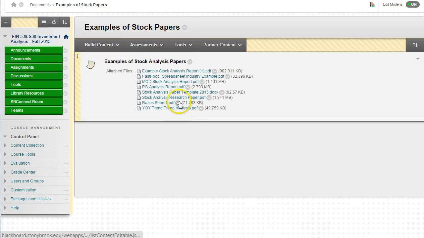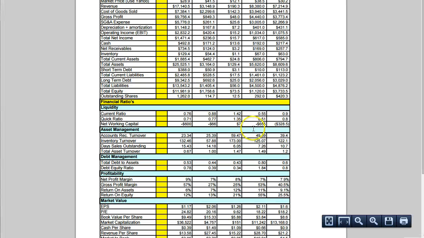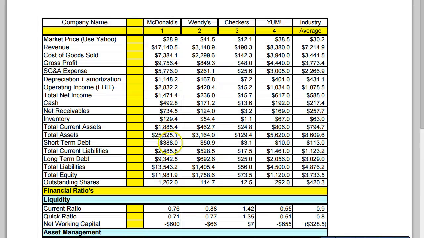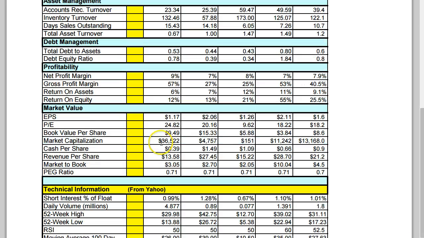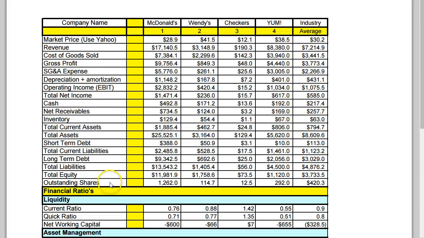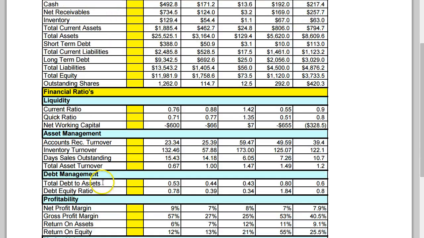And then I also updated the stock analysis fast food spreadsheet industry example. I updated that a bit too. And what I did here was I just cleaned it up a little bit. So the PEG ratio here, you don't have to calculate this, you can just get it from Yahoo. I'm going to show you in a minute. There were a lot of questions about this technical information down here, so I'm going to show you how to get the technical information here from Yahoo, because there were some questions about that. Everything else here was pretty self-explanatory.